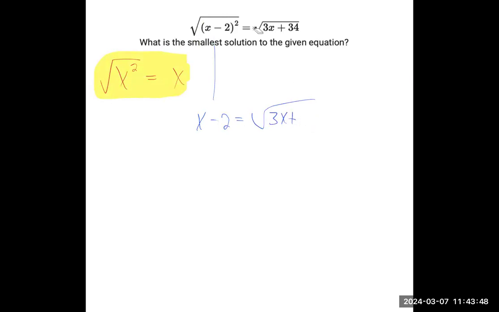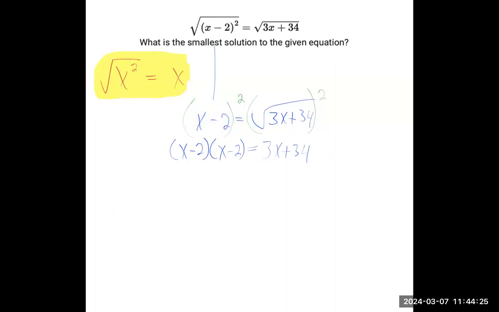And now we can go ahead and do what you usually do for radicals, which is square both sides. So we have 3x plus 34 here. And on this side, we have x minus 2 times x minus 2. Now, a really common mistake right here would be to say, well, x minus 2 squared is just simply x squared minus 2 squared, or x squared minus 4. And that would be wrong. If you're squaring a binomial, you have to write it twice and use the FOIL method.